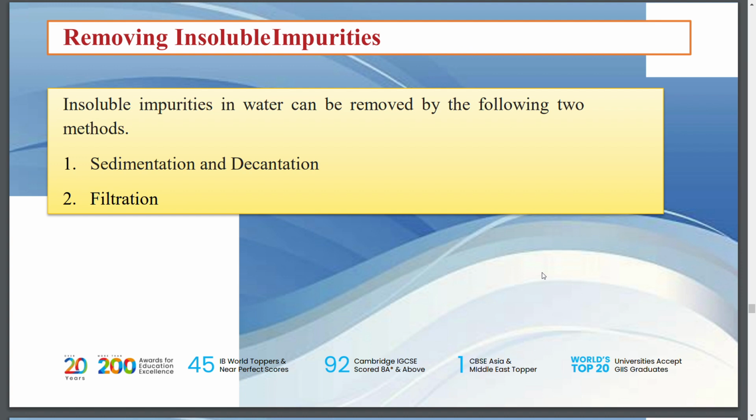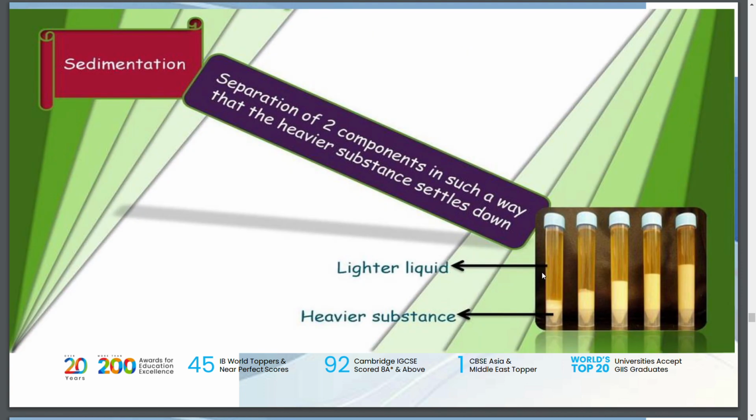Removing insoluble impurities. Insoluble impurities in water can be removed by the following methods: sedimentation and decantation, and filtration. Sedimentation is the separation of two components in which the heavier substance settles down.